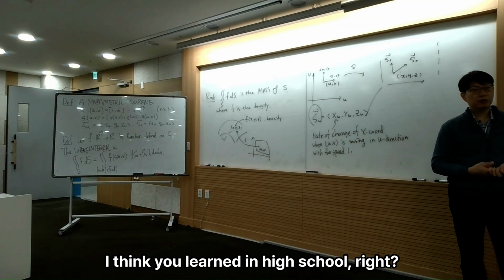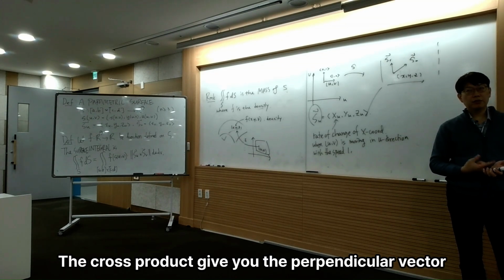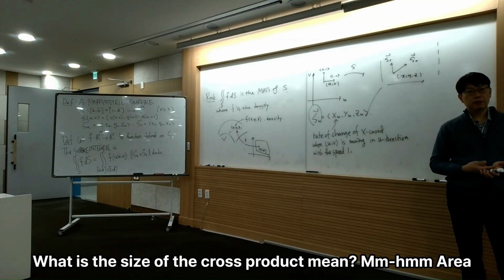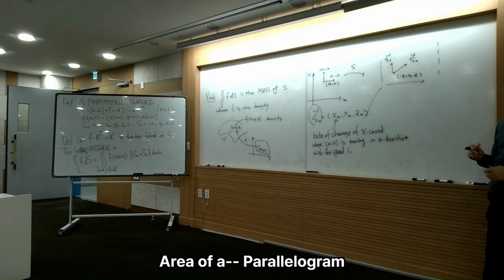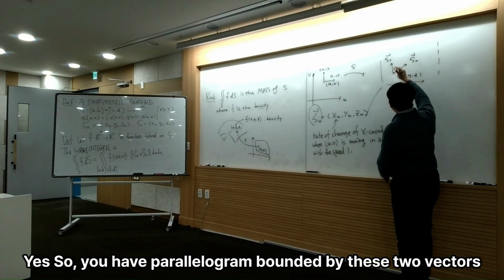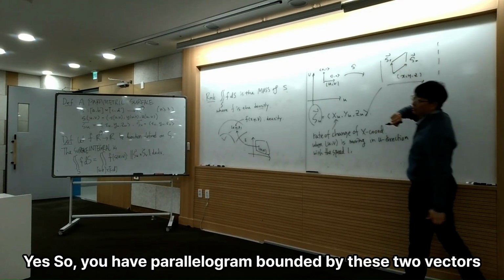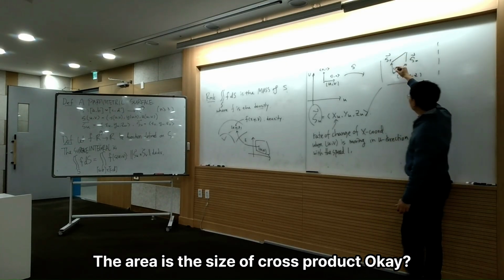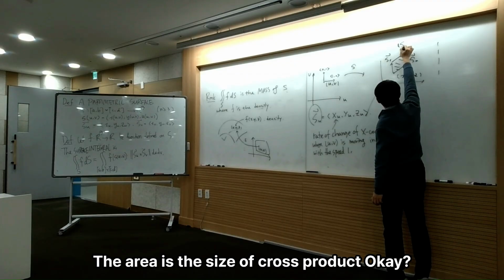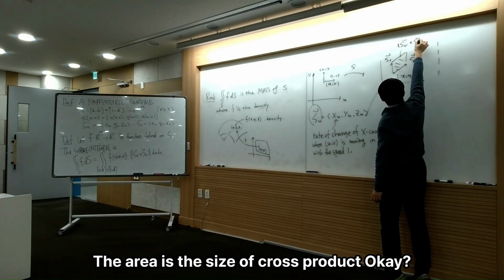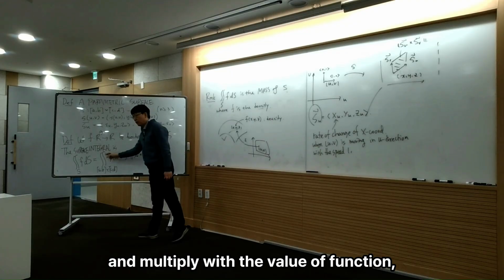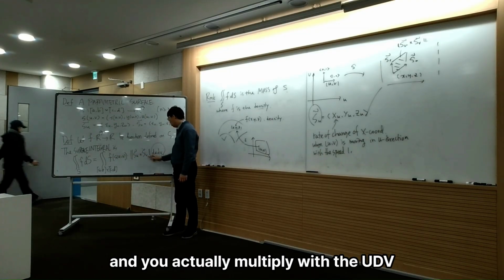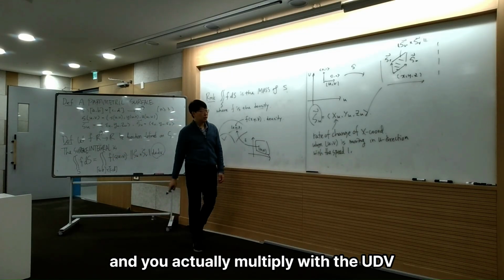I think you learned in high school, right? The cross product gives you the perpendicular vector. What does the size of the cross product mean? Area? Yeah, parallelogram, yes. So you have a parallelogram bounded by these 2 vectors. The area is the size of the cross product. Okay? So you're making a size, and multiply with the value of the function, and you actually multiply with du dv.